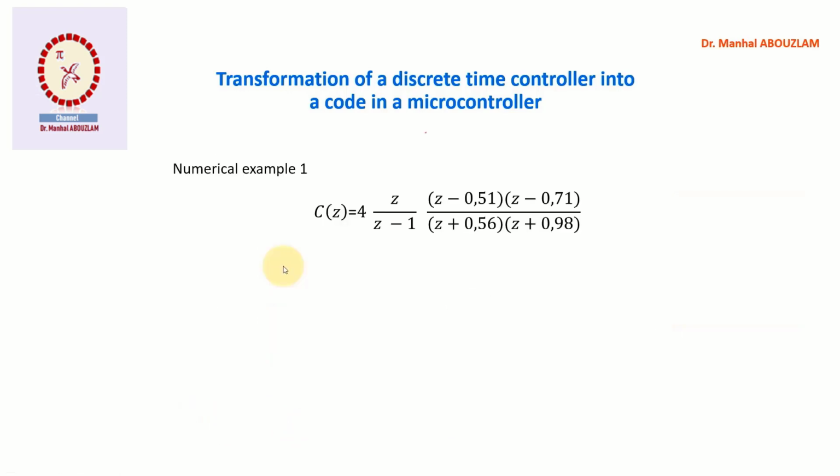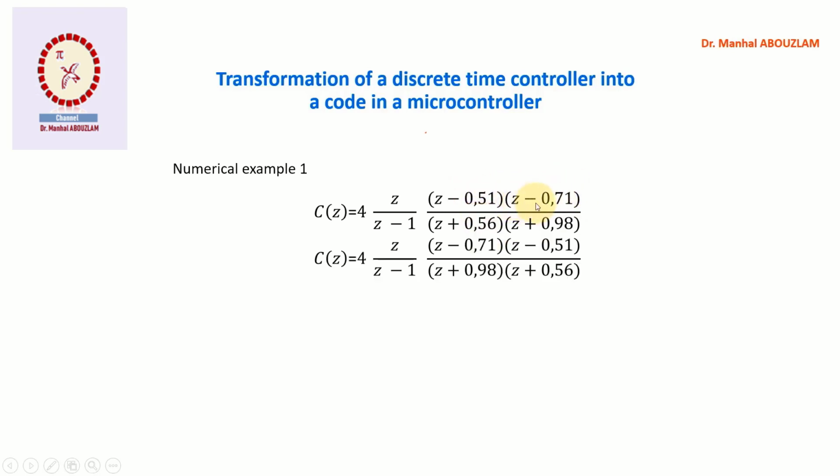Okay, now we will take several numerical examples to understand better. Let's take this example. Now we will arrange the polynomials for the numerator and the polynomials for the denominator. We can observe that for the numerator, the modulus of this zero is higher than the modulus of this zero, so I put this polynomial first. Okay, now for the denominator, I can observe that the modulus of this pole is higher than the modulus of this pole. So I will put this polynomial first.